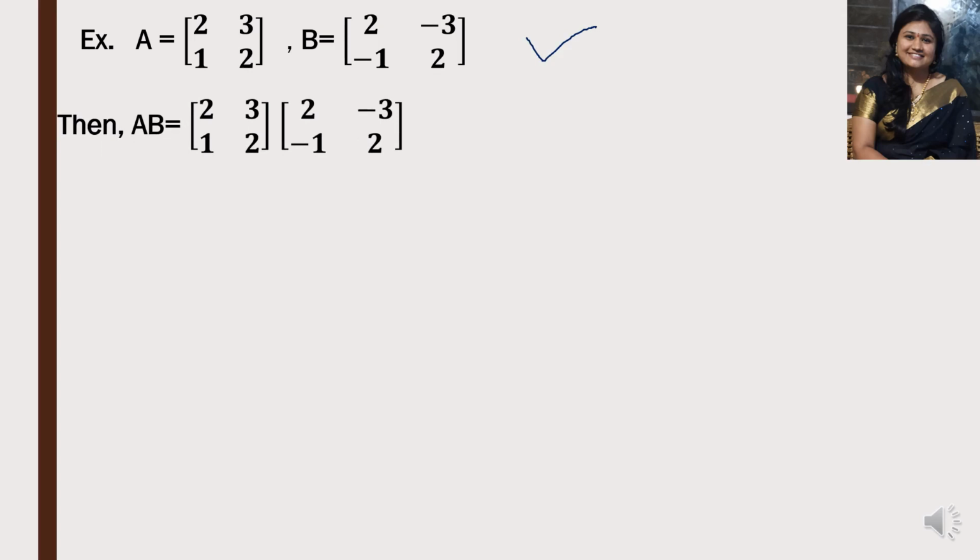So first check AB right here. So AB means what? We just multiply this A by this matrix B, but B is multiplied to this A by a post factor, right?